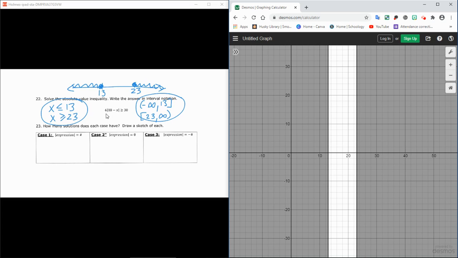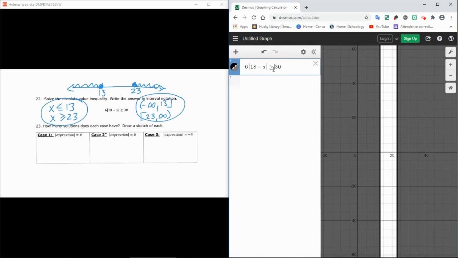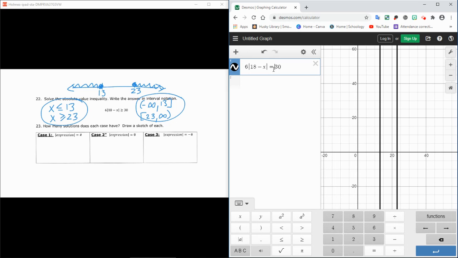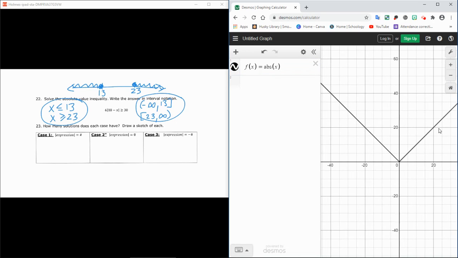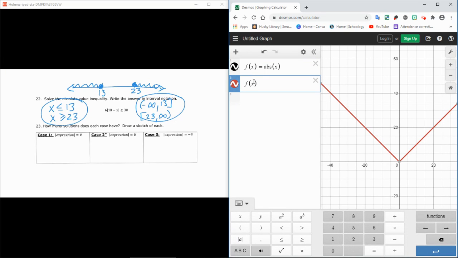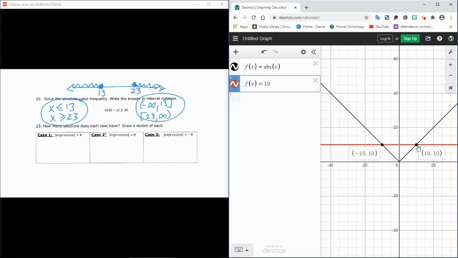Okay. Let's look at this next way. What kind of solutions do we have when the expression equals a number? So let's just change that expression to any expression. Let's just use this as an example as f of x equals the absolute value of x. Here, if this equation were to equal a number, let's choose 10. How many solutions do I have? 1, 2. I have 2 solutions.